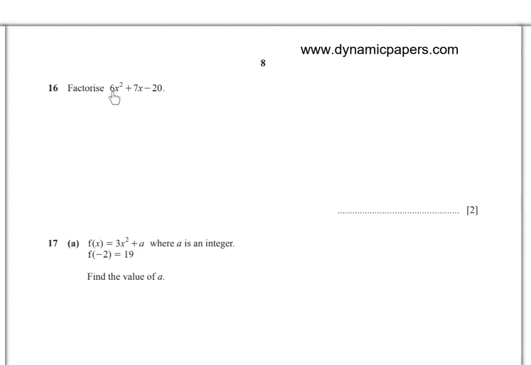Number 16, factorize 6x squared plus 7x minus 20. You can use the calculator. Mode 5-3, enter a and b and c. A equals 6, b equals 7, c equals negative 20. Now you get the answer, negative 5/2. And the other value, 4/3.